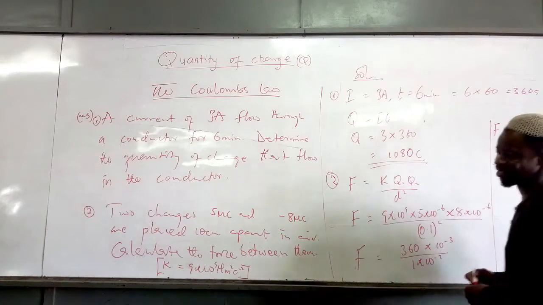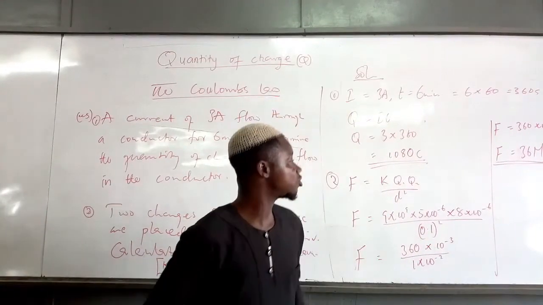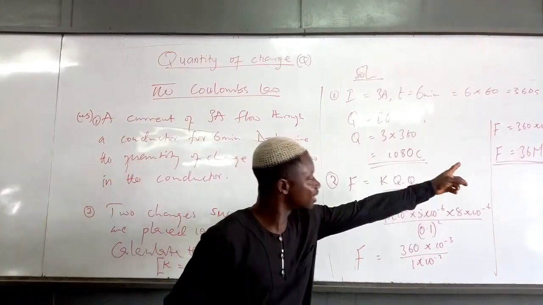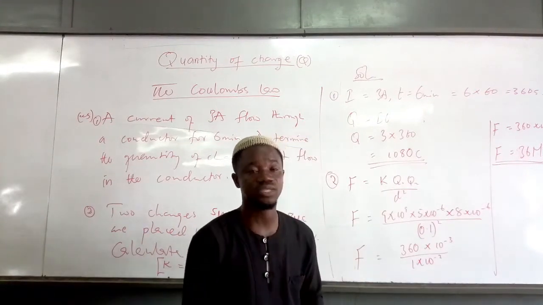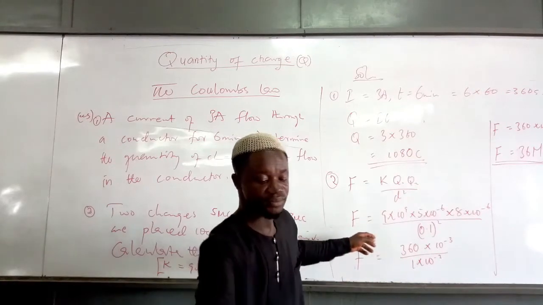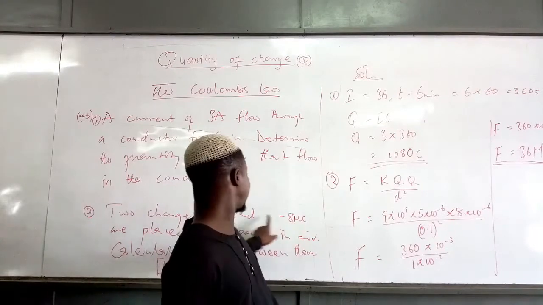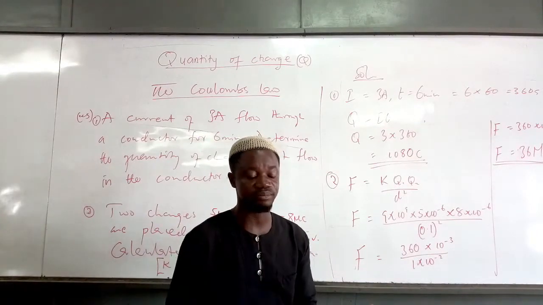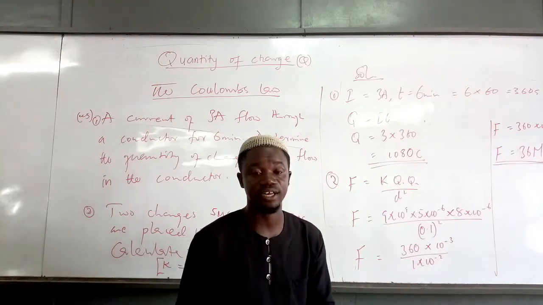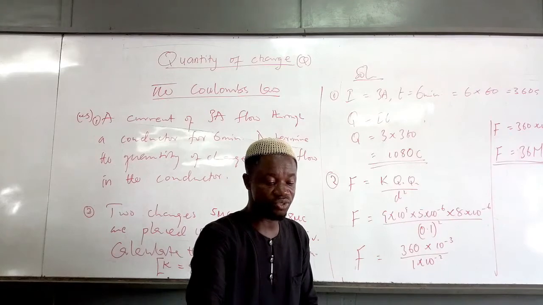It means that the force between the two charges is given by 36 newtons. And this force is an attractive force. How? Because the quantity of charge 8 is negative and the quantity of charge 5 is positive. So when a negative charge and a positive charge come closer, they attract each other. So this is how we deal with the force that exists between two charges.